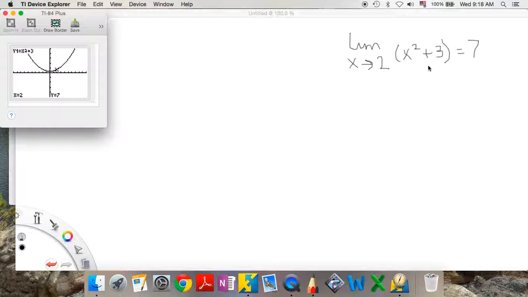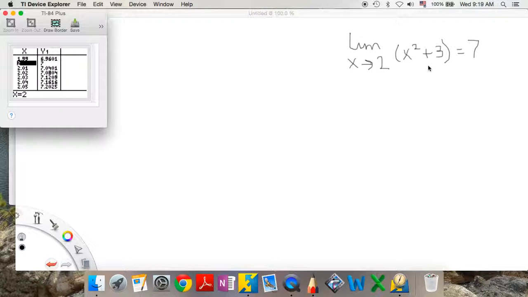Now if it's not that, then it'll be a little more complicated, and we'll use the tables. The way you use your tables on your calculators, you hit second graph, and that's the table. It'll show you, for different x values, what the y value comes out to be. And you can see that if you arrow up to the 2, you get your y value of 7.